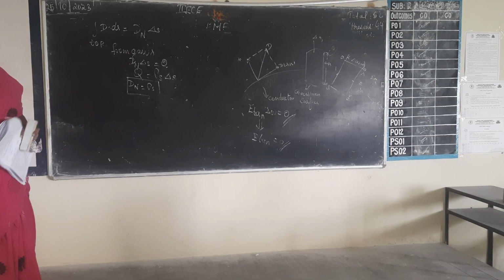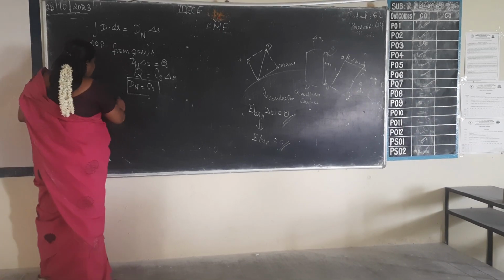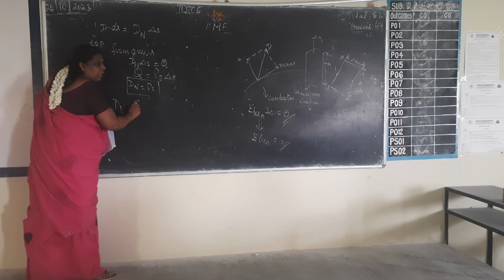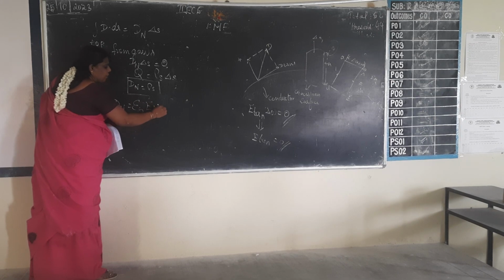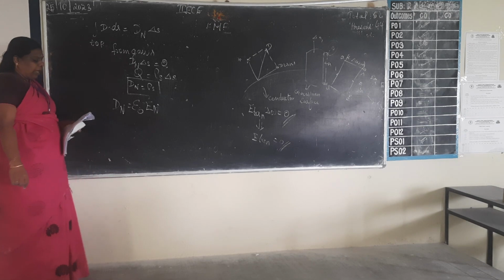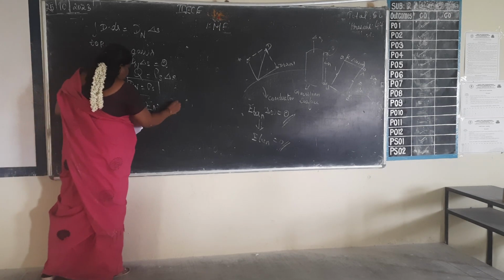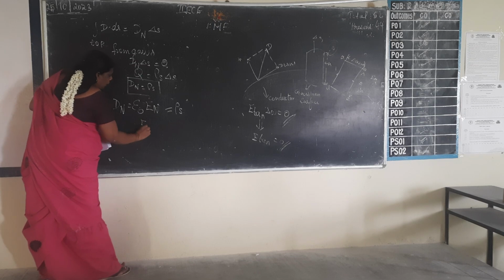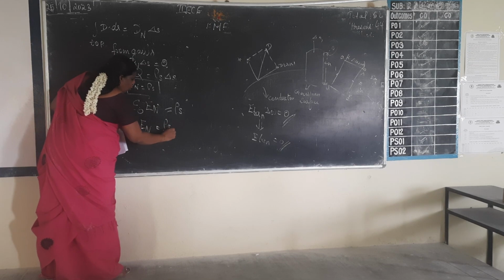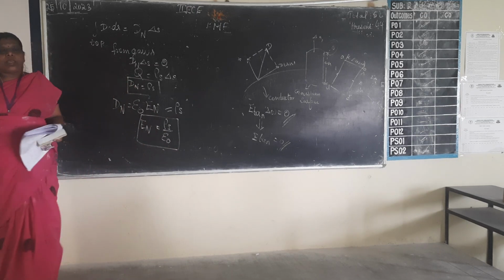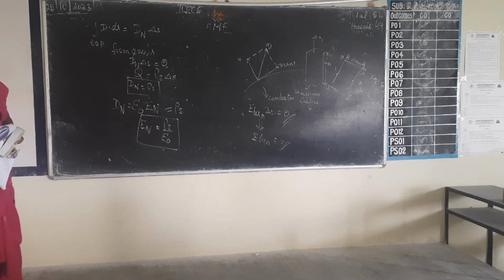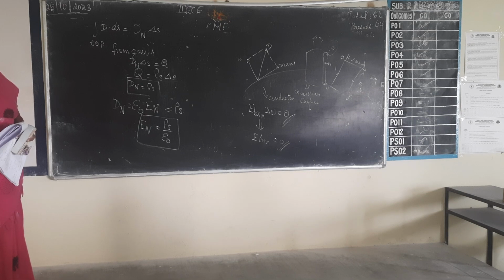What can I go for another expression? Dn is equal to epsilon naught into En. Epsilon naught into En, that is equal to rho s. So we have En is equal to rho s by epsilon naught. So this is another expression: En is equal to rho s by epsilon naught. Clear now?